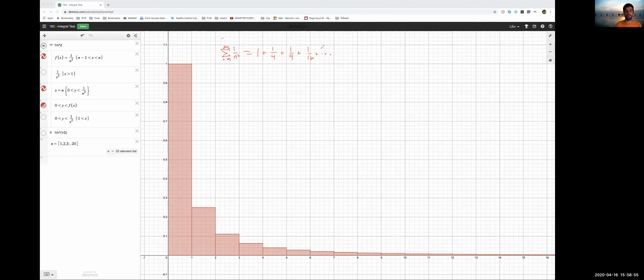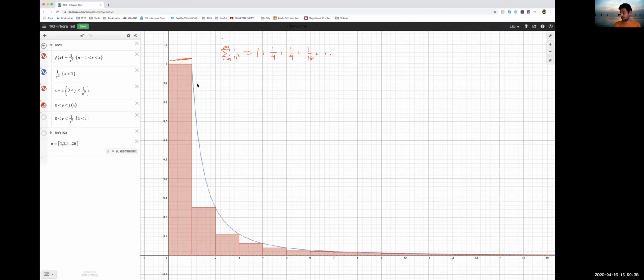If you look at these rectangles, each one has a width of 1, and the height is going to be these values. The first one goes up to 1, the second one goes up to 1/4, 0.25, the third one goes up to 1/9, 0.11, a 16th, a 25th, and so on. So the area is going to be 1 times those values. If we added up all the area of these rectangles, we would get the sum of this series. That maybe gives you an idea of why we're calling this the integral test, because let's compare this.